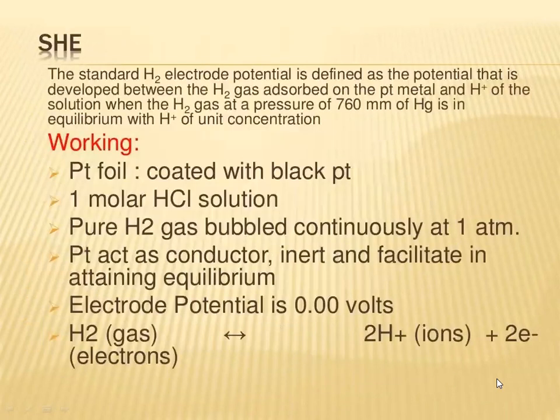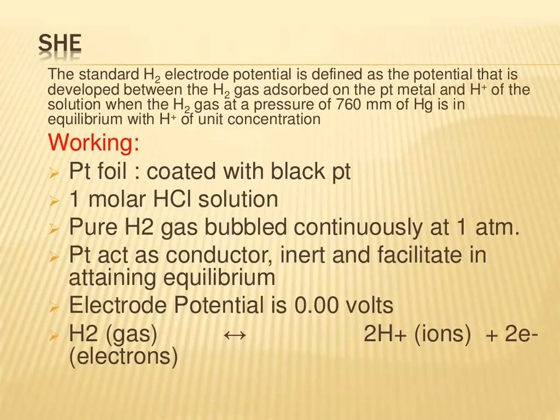So the most common one, which is mostly used widely, is the standard hydrogen electrode. Standard hydrogen electrode potential is defined as the potential which is developed between hydrogen on platinum and hydrogen ions of the solution when hydrogen gas at a pressure of 760 mm of Hg is in equilibrium with the hydrogen ions of unit concentration.